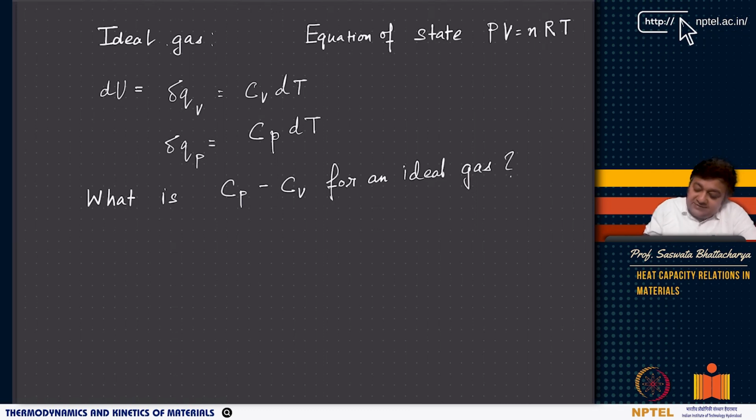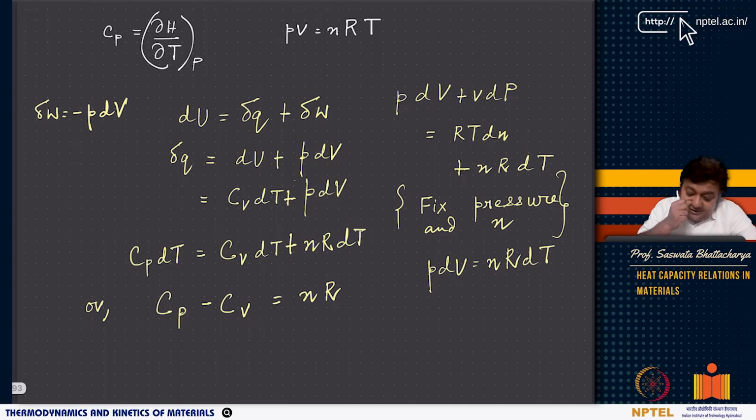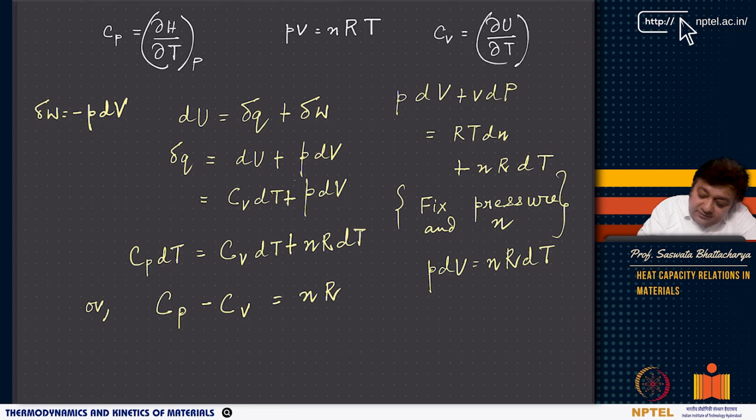for an ideal gas. If we recall, Cp is del H del T, where H is enthalpy, at constant pressure, and Cv is del U del T at constant volume. For an ideal gas it becomes pretty easy because you have the equation of state, right? This is the equation of state.